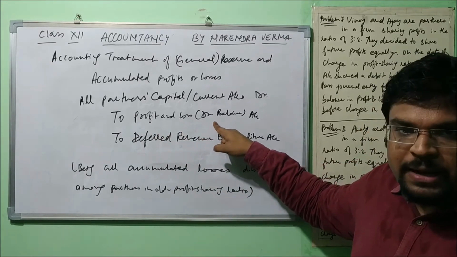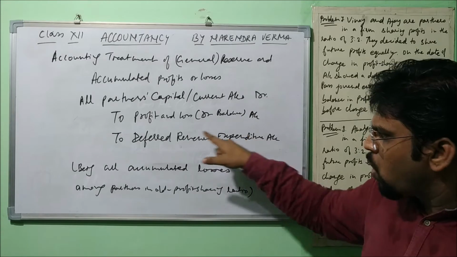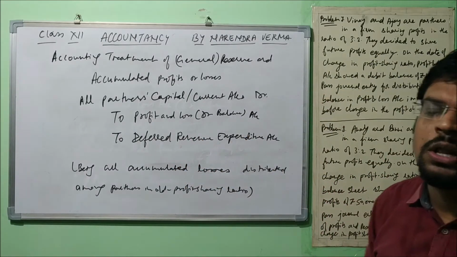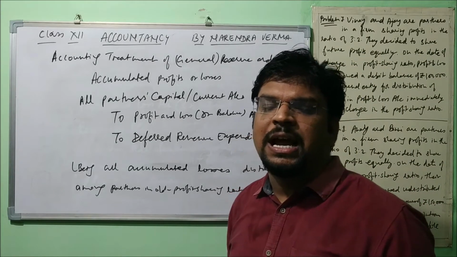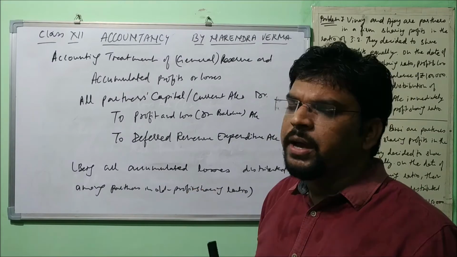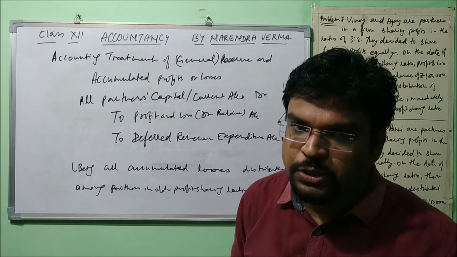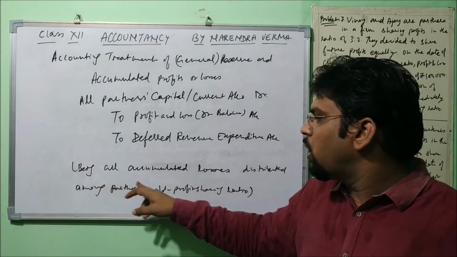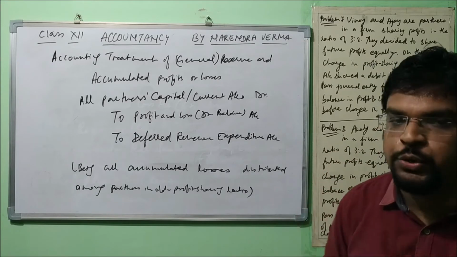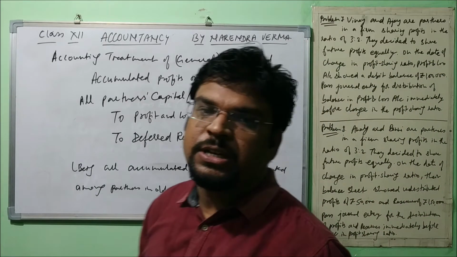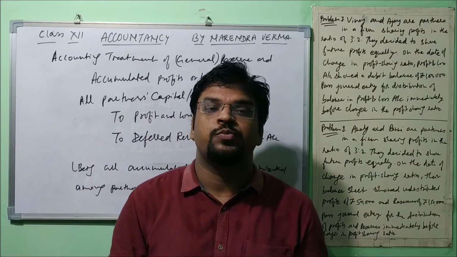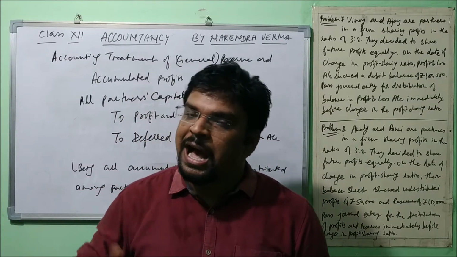That means debit balance, loss, and one more account you see here, deferred revenue expenditure account, or you can call them fictitious assets like advertisement suspense account. You already know that. Fine, because actually these are also part of losses. So being all accumulated losses distributed among partners in old profit sharing ratio. Understood? So in case of profit or reserve, and in case of loss or deferred revenue expenditure, what entries are going to be passed, I have told you.